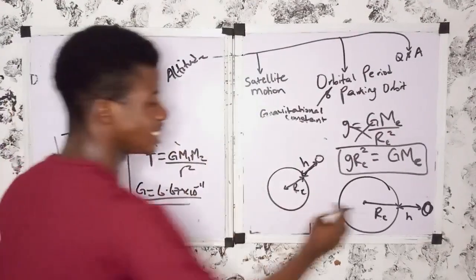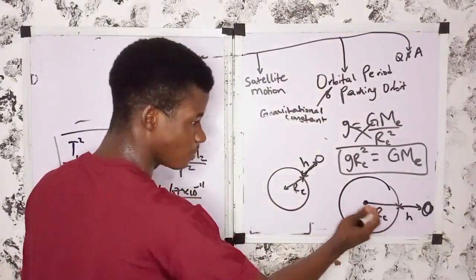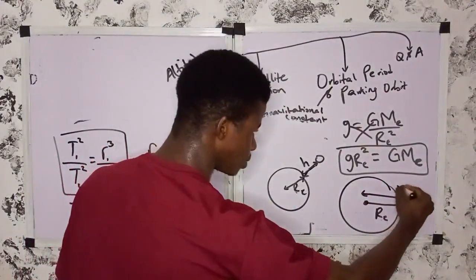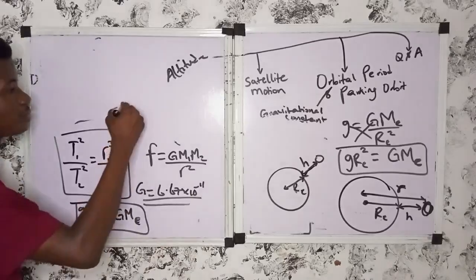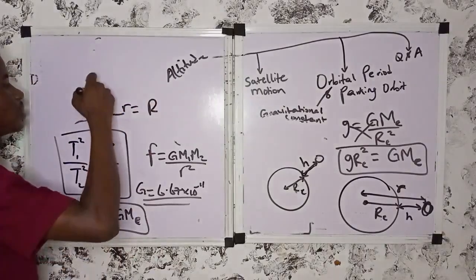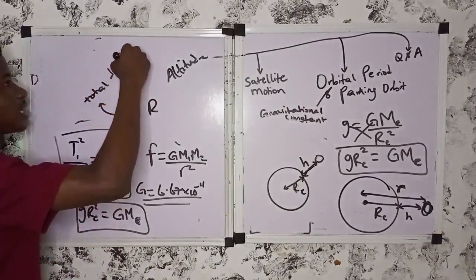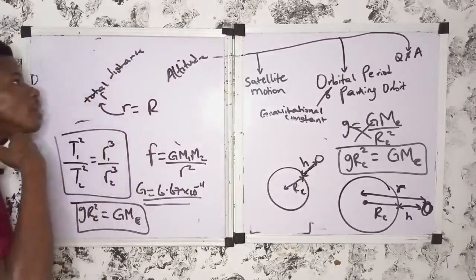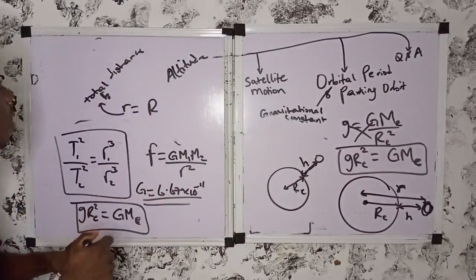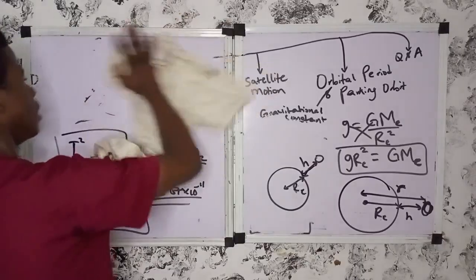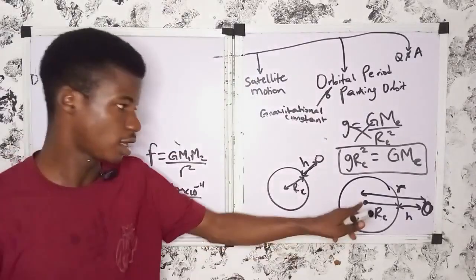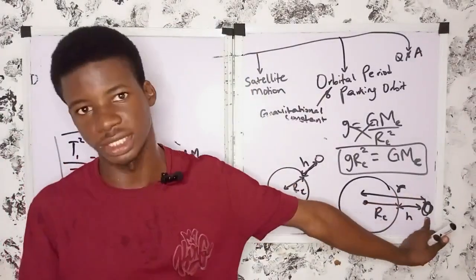Now, the total distance between the center of the Earth and that object, we call it r. So r will be what? The total distance between the center of the Earth and the object. Let me just clean it.